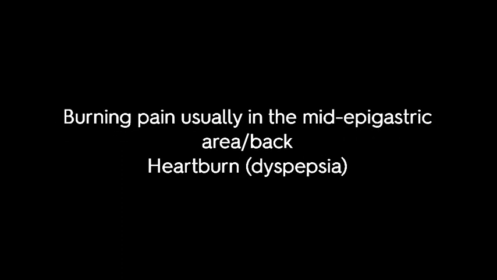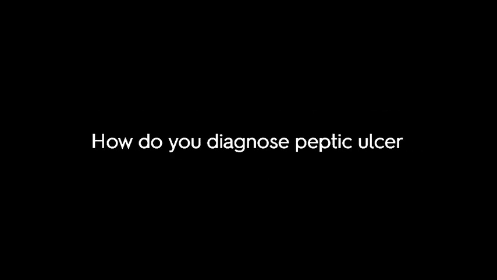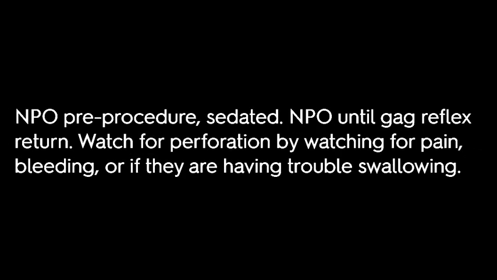What are the signs and symptoms of peptic ulcer? Burning pain, usually in the mid-epigastric area, and heartburn. How do you diagnose peptic ulcer? Gastroscopy and an upper GI. What do you need to know about gastroscopy? NPO pre-procedure, and sedated, NPO until gag reflex returns. Watch for perforation by watching for pain, bleeding, or trouble swallowing.